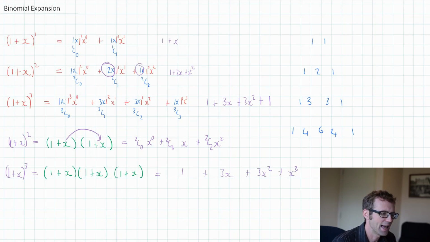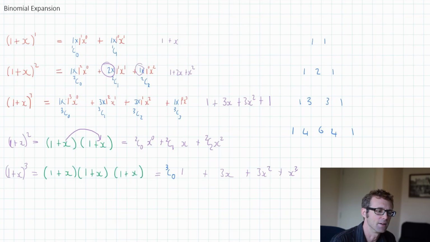How do we get a term without x's? Well, there are 3 x's and we want to choose none of them. And the only way we can do that is multiply this by that and that by that. There's only one way of doing it, and that's 3 choose 0, there's one way of doing that. Okay, let's move to the next term.